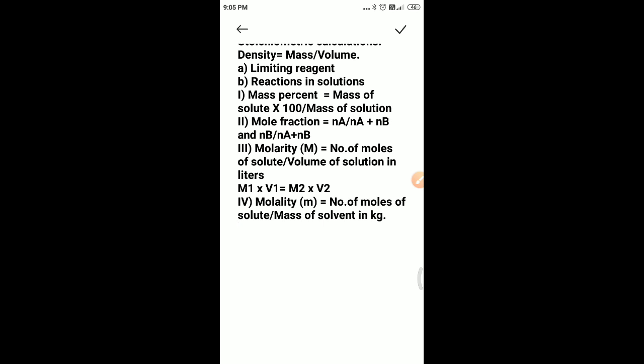So this is stoichiometry and stoichiometric calculations. I hope you students have understood this topic.